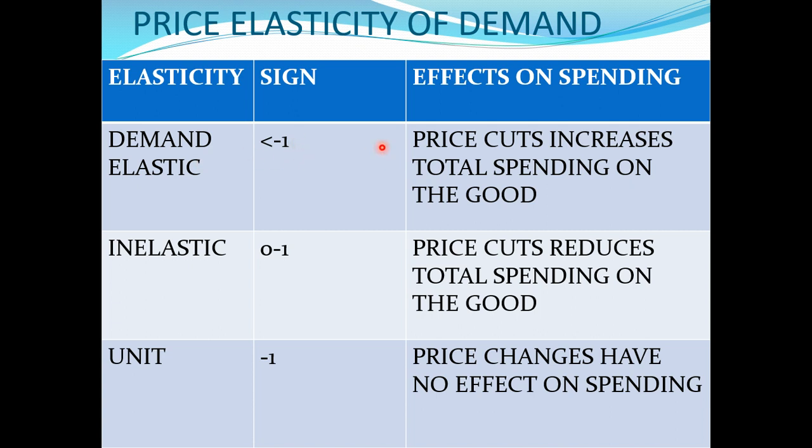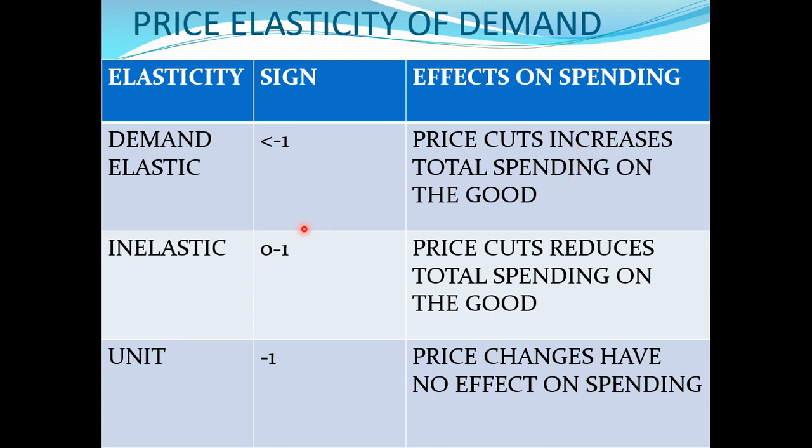In such cases, if demand is elastic, then a price cut is going to increase your total spending on the good. Why? Because demand is elastic. You reduce the price, more will be sold. Demand is responding more than you reduce the price, let's say by 1%, but the change in quantity demanded is going to be more than 1%, which means that the price cut in that case is going to increase your total spending on the good.